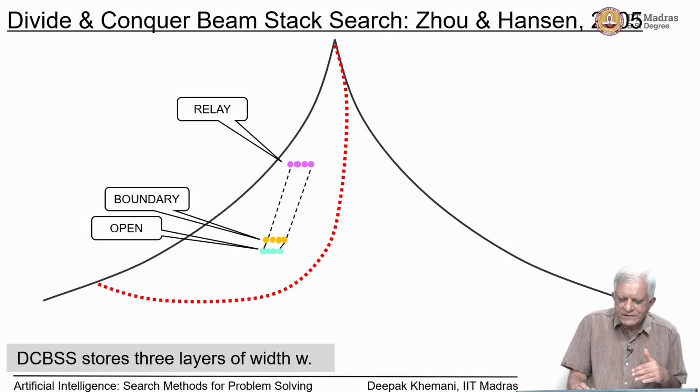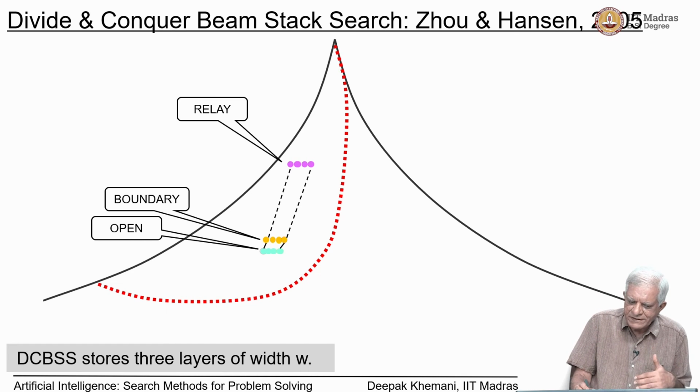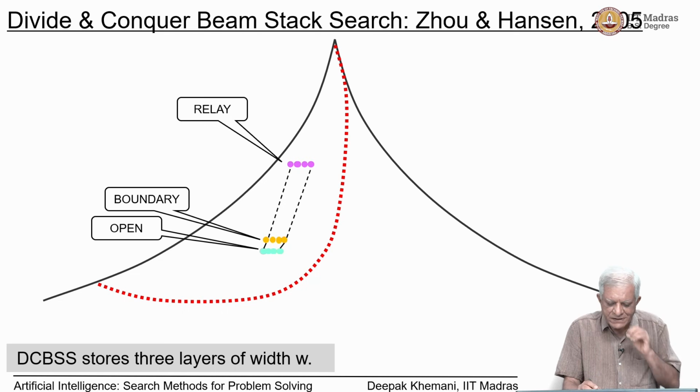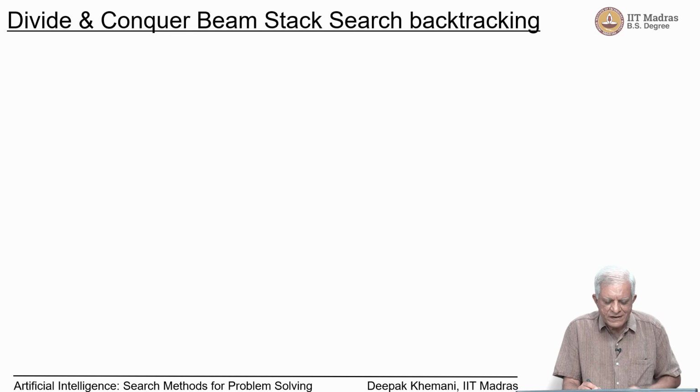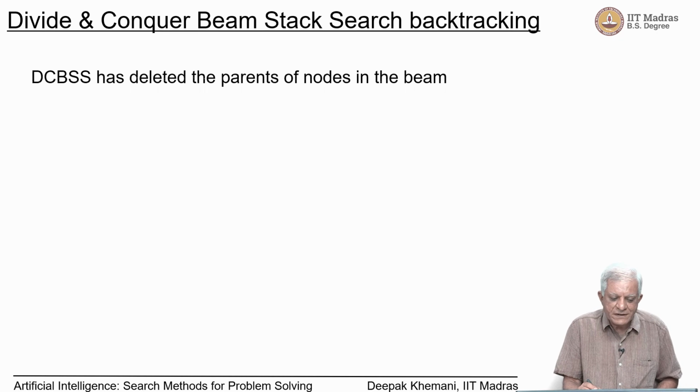So, the last thing that Zhou and Hansen presented was called divide and conquer beam stack search. If you remember divide and conquer beam search, it is similar. It maintains 3 layers of constant width nodes, except that it will now backtrack and search this entire space which is within this red boundary, which is defined by the upper bound u essentially. How does it do that? That is an interesting part.